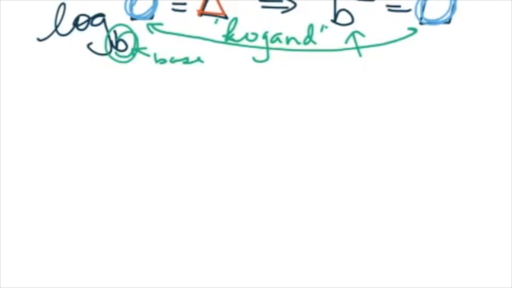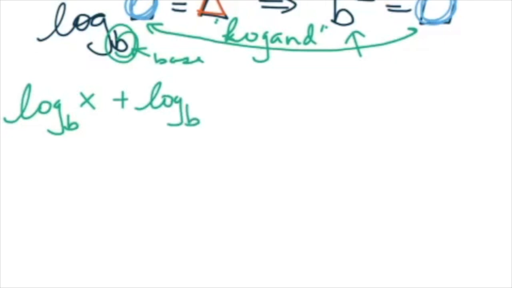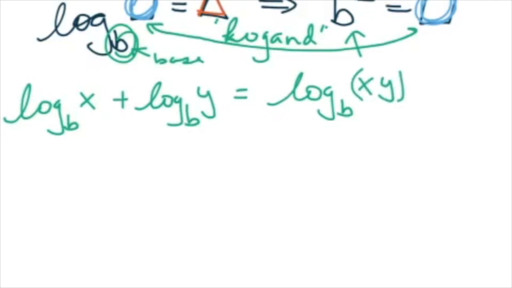Love it. All right, now we have some other properties that we want to kind of break through. One of them is the sum of two logarithms. So if I take the log of x base b and add on the log of y base b, lo and behold, it's going to be the log of the product of xy base b. Key here is that these bases have to be the same.